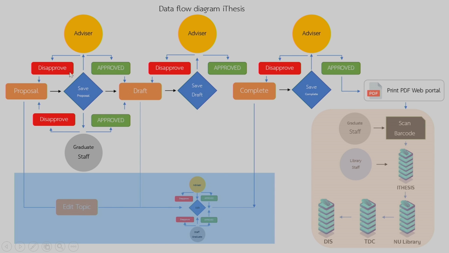If it's approved, you may proceed to the draft version. For your draft, there's no need anymore for a graduate staff to approve, only your advisor. If your advisor approves your draft, then you're ready to do the complete version. Draft is the version after you've conducted your study. It should have already chapters 1 to 5, so it should be complete already. This draft is submitted for your thesis defense.